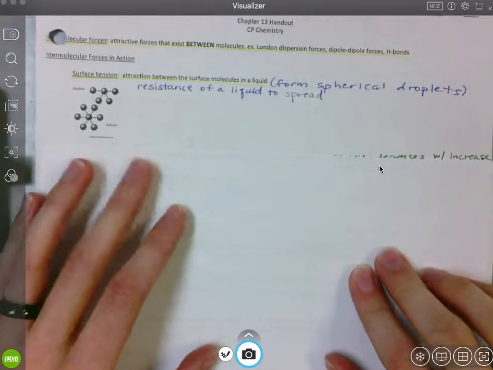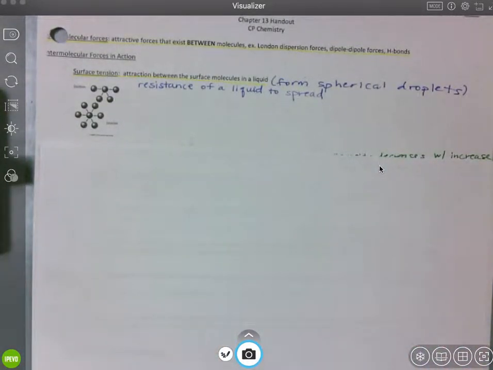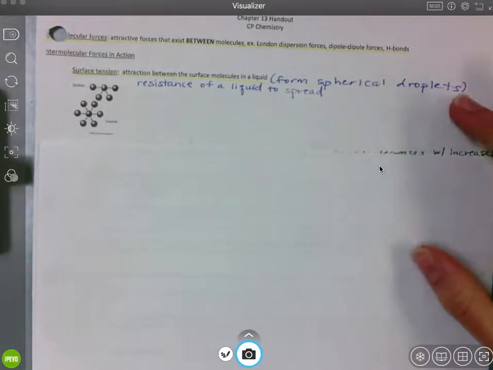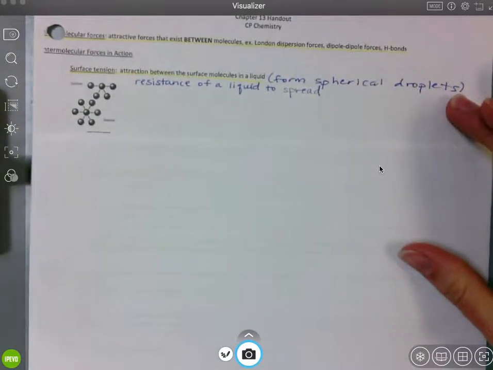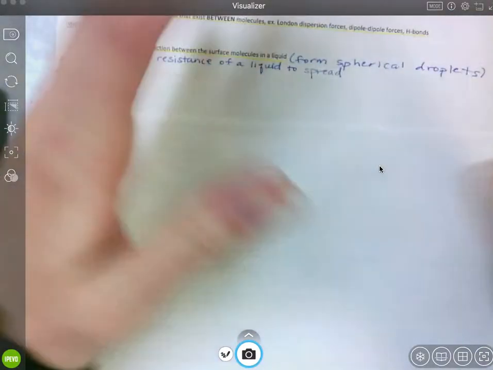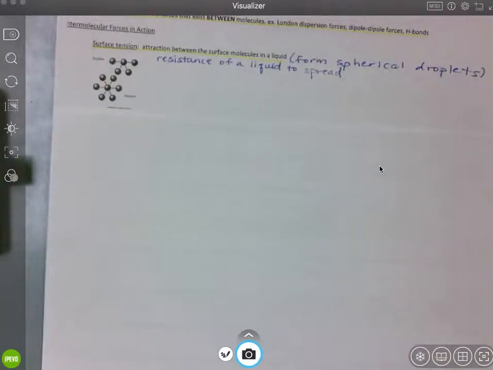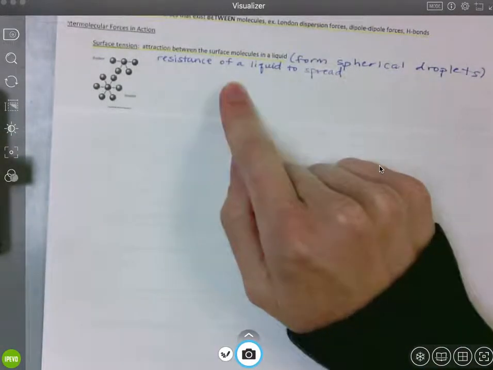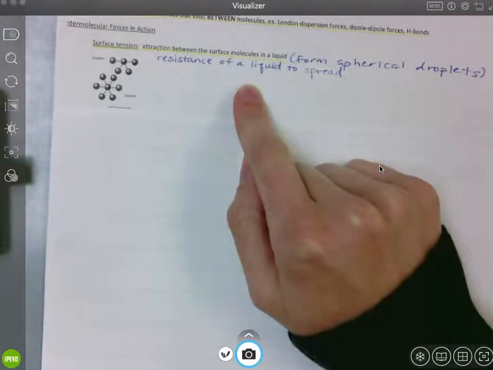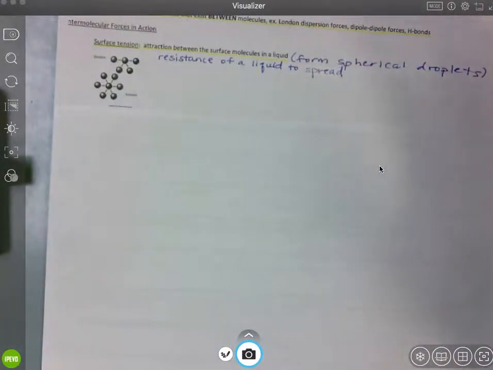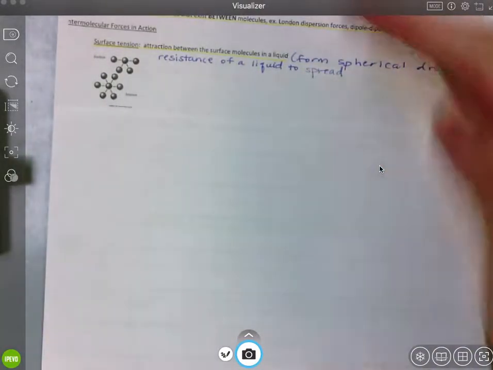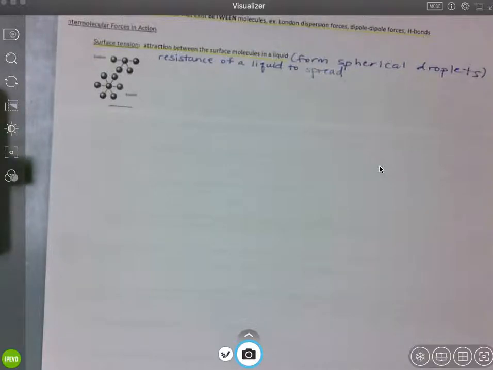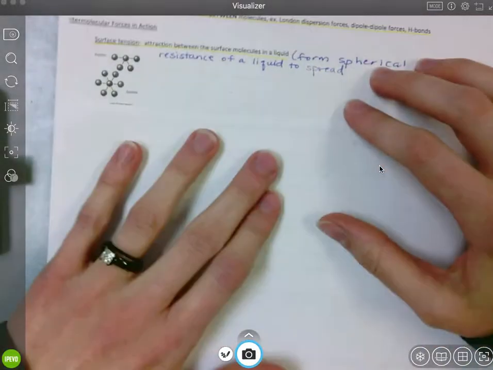So all of the surface molecules want to be holding hands as much as possible, and they're going to hold hands tightly. So that is going to form a sphere to minimize the surface area as much as possible. We can also think of it as the resistance of a liquid to spread, because those surface molecules are holding each other back, not wanting to let go. So that is surface tension.